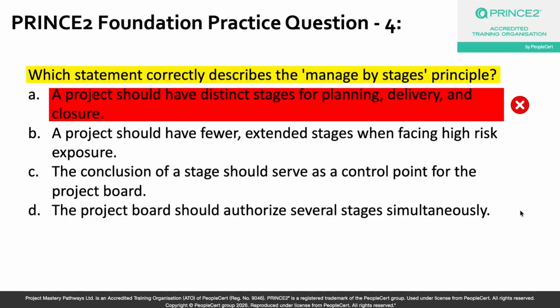Let's look at option B. A project should have fewer extended stages when facing high risk exposure. Now, if you think about it carefully, this is actually the opposite of what PRINCE2 recommends. The manual is very clear on this, right?